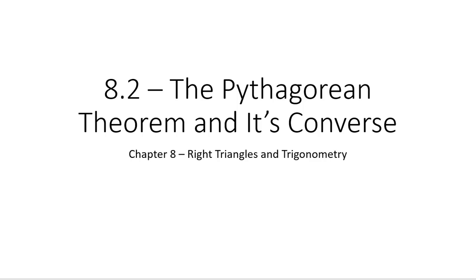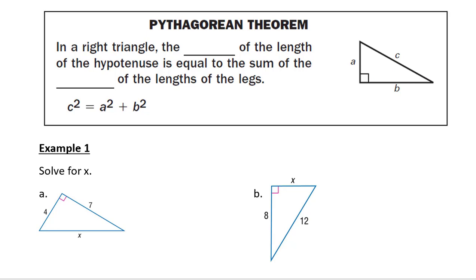Pythagorean Theorem and its converse. Okay, Pythagorean Theorem. In a right triangle, the square of the length of the hypotenuse is equal to the sum of the squares of the lengths of the legs. So a squared plus b squared equals c squared, where c again is the hypotenuse.